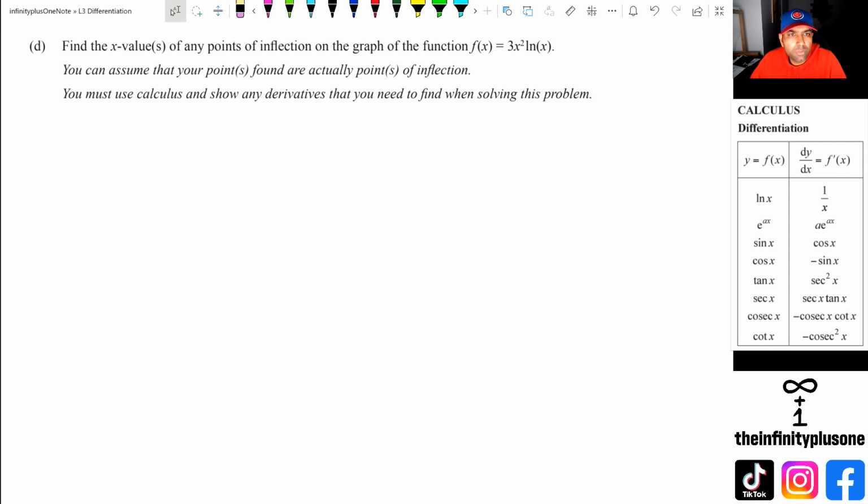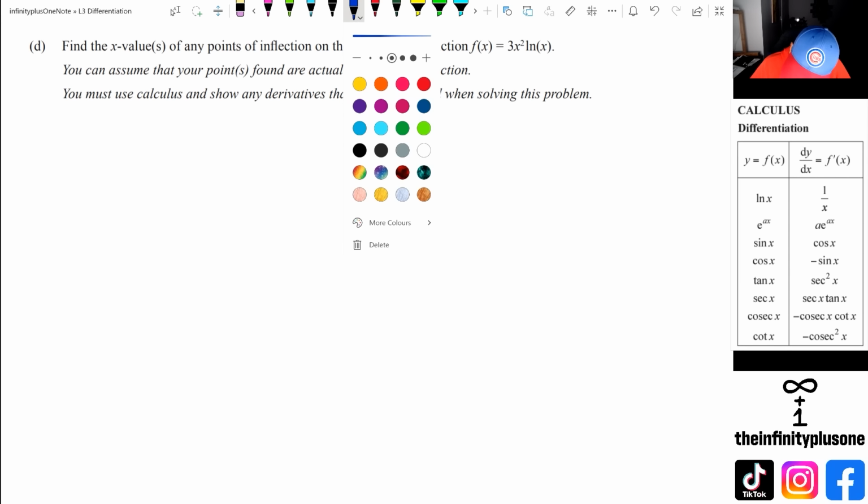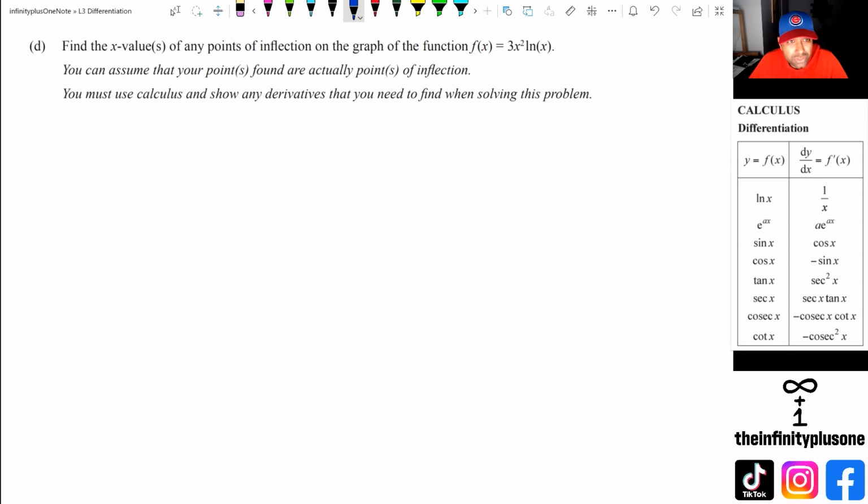So question D, what we've got is find any x values of points of inflection. Now for points of inflection, it's also saying that you can assume that your points found are correct points of inflection. So we can say that f double dash of x is equal to 0. So we've got to try and figure out what f double dash of x is.